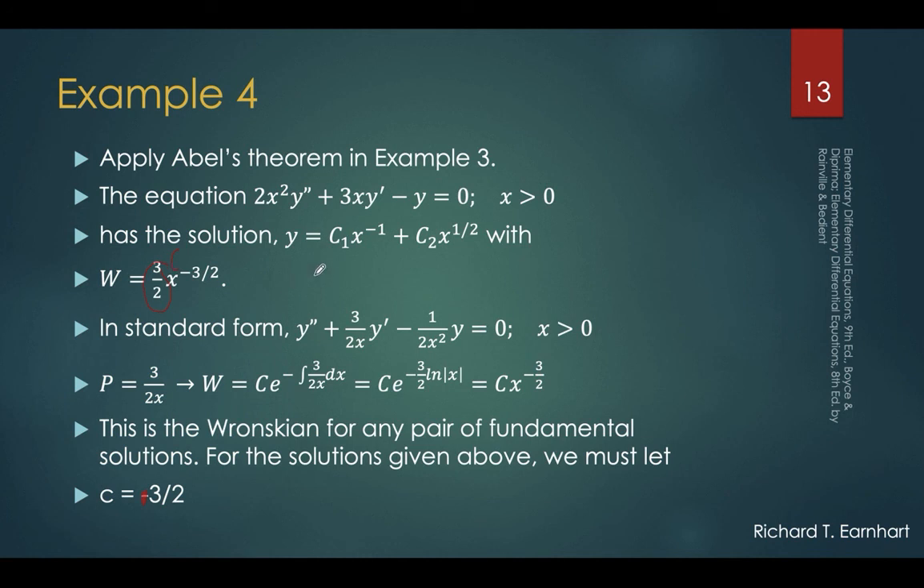Now note that if you interchange your y1 and y2, your Wronskian will be negative 3 halves x raised to negative 3/2. Okay, this is also correct. Now in that case, if you change the order of your y1, y2, then you'll take C to be negative 3 halves. Okay?